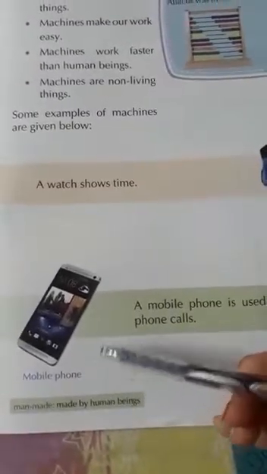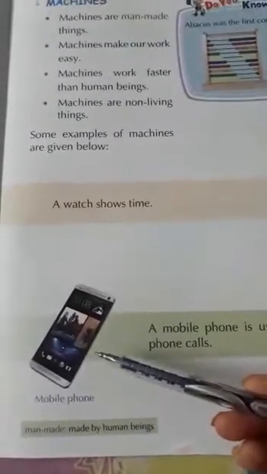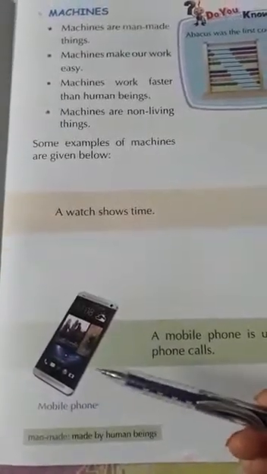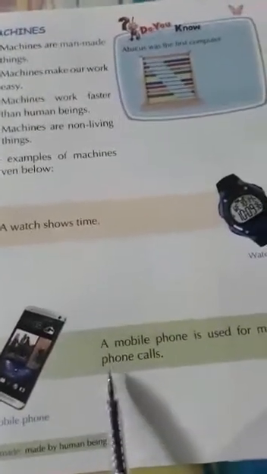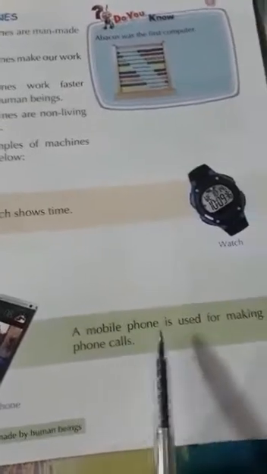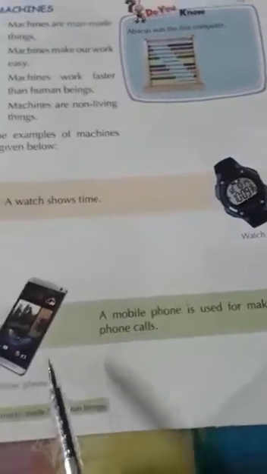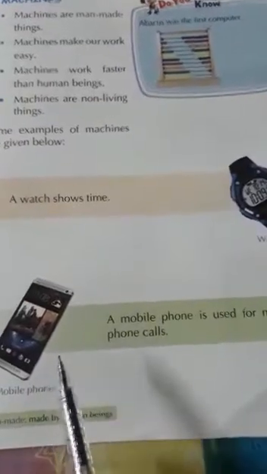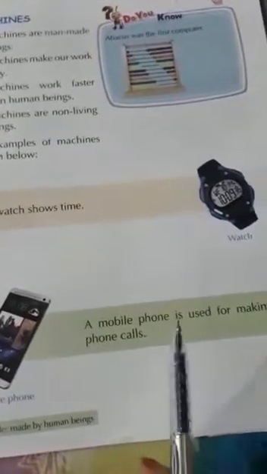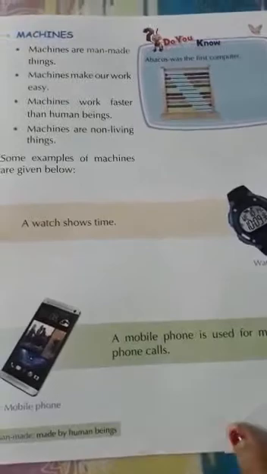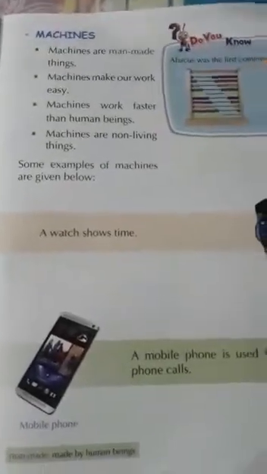Next one we can see here a mobile phone. We know it is also a non-living thing. It's also called a machine. So what does a mobile phone help us to do? A mobile phone is used for making phone calls. We can make many phone calls here. It also helps us, and it's also a machine. Understood? Next, turn your page, everyone.